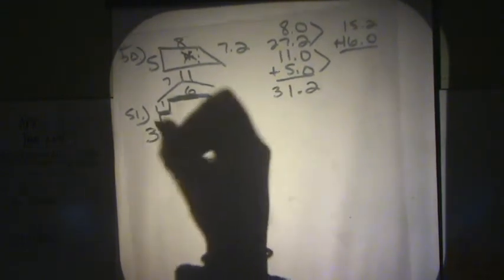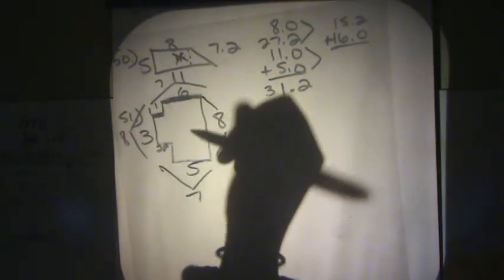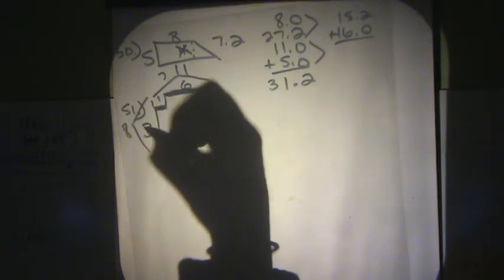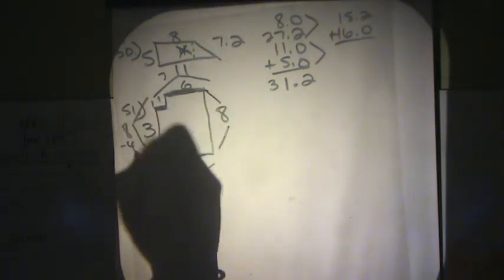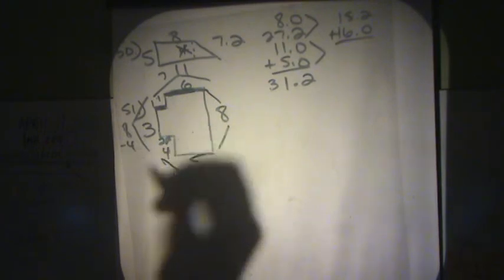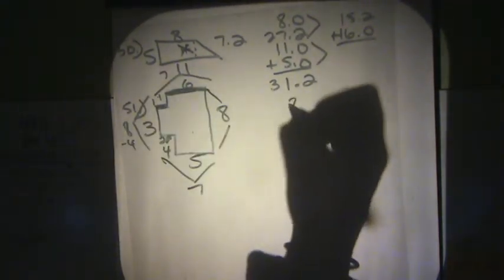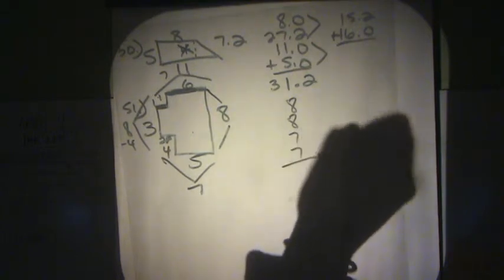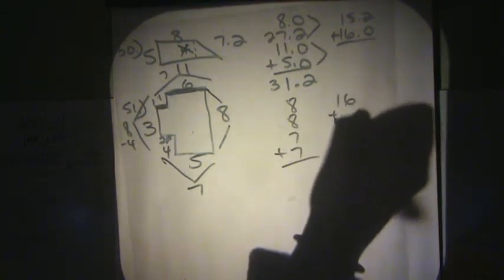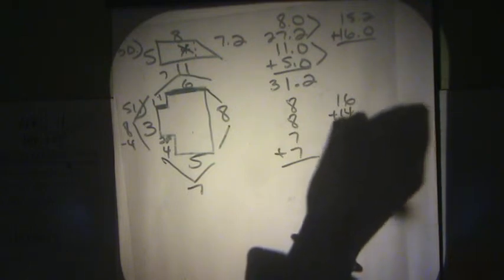And this is the same, I don't know why. This whole side right here is 8. This side should be 8. So 1 and 3 is 4. So 8 minus 4 is 4. And remember how we talked about the shortcut for adding? So make sure you show how to find the sides. It's just 8, 8, 7, 7. So 16 and 14 is 30.